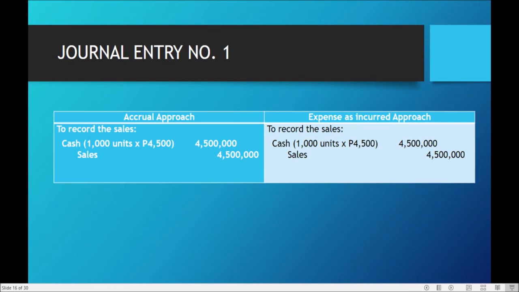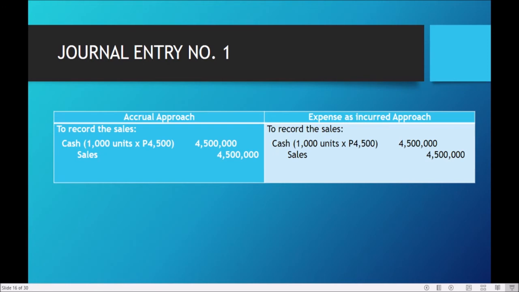Well, to record the sales. Under accrual approach, very simple. We debit cash at 4,500,000, then we credit sales. Whether accrual approach or expenses as incurred approach, it will have the same entry. Madali lang naman mag-record ng sales. Kung hindi cash ang debit, pwede namang AR kung on account yung binili. Okay? That will be our first entry. I will not explain anymore about the entry kasi this is very basic.